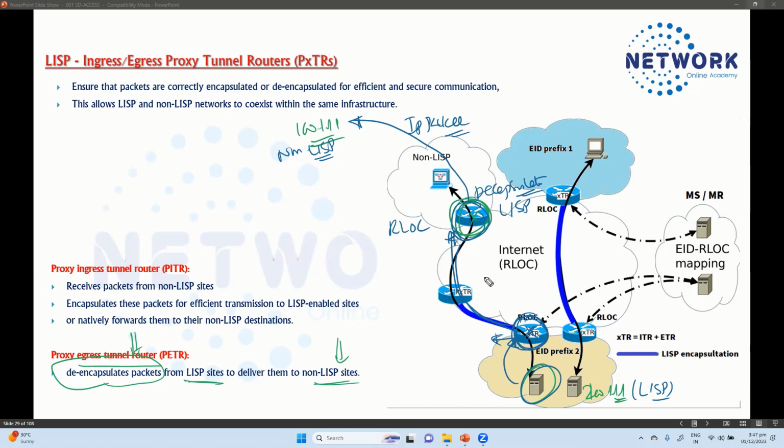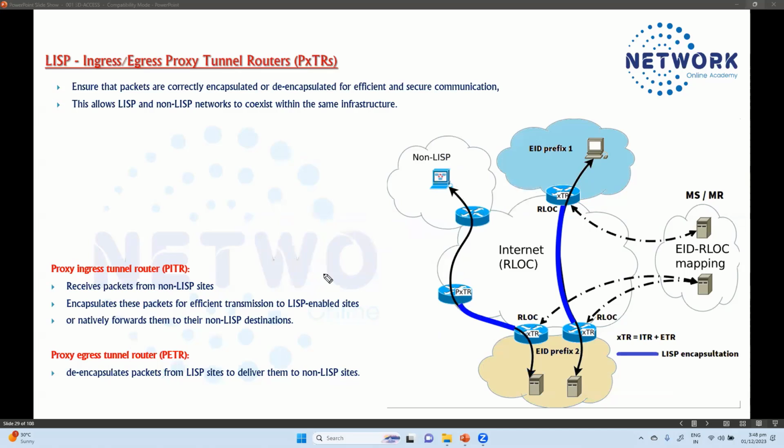Typically, the same router is actually doing both roles, depending upon the direction in which you are sending the traffic. As the traffic moves from a LISP network to a non-LISP network, it is decapsulating the packet, which is the role of the egress. When the packet is coming from a non-LISP network to a LISP network, it is doing the encapsulation, which is typically the ingress proxy router. In simple words, the proxy is an intermediate router used to enable the communication process between LISP and non-LISP.